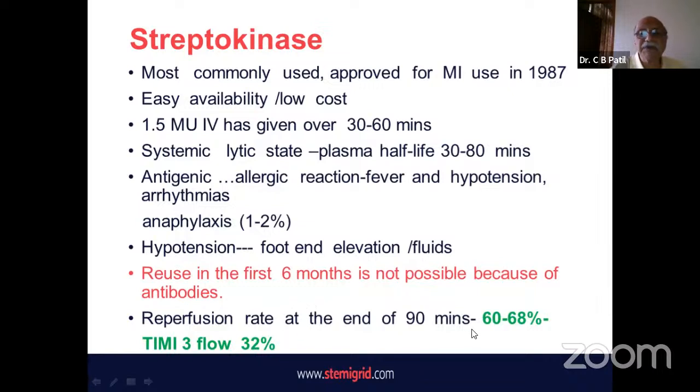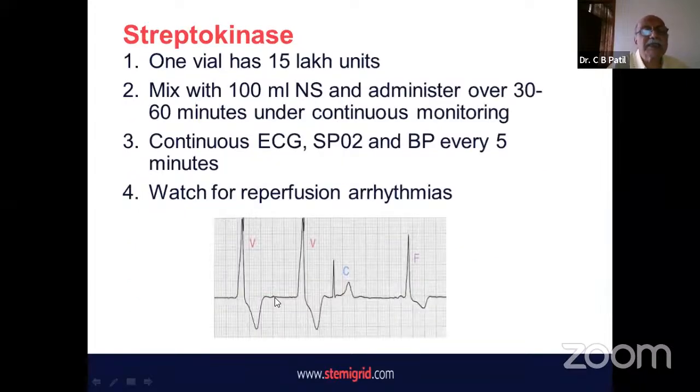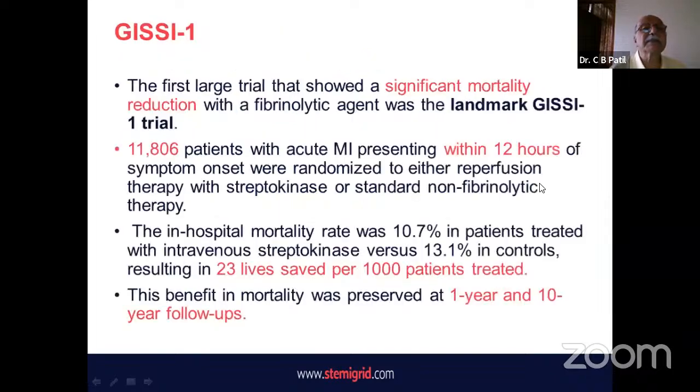Reperfusion rate at the end of 90 minutes is 60 to 68%, and TIMI 3 flow, almost like a normal flow, is 30% only. So one vial contains 15 lakhs, mix with 100 ml saline and to be given over 30 to 60 minutes, and you should have a complete continuous ECG, SpO2 and BP every 5 minutes. It should be watched, and watch for reperfusion arrhythmias.